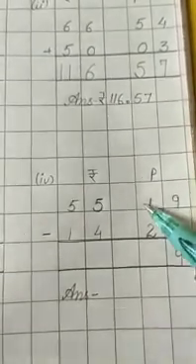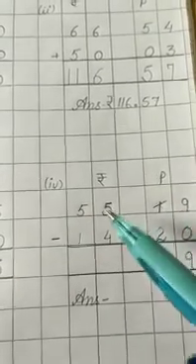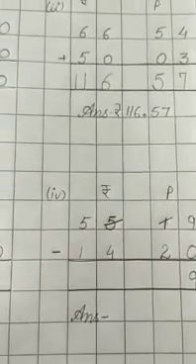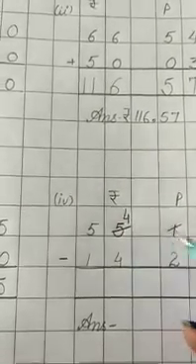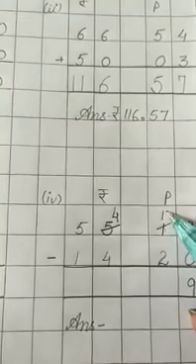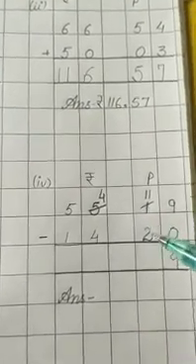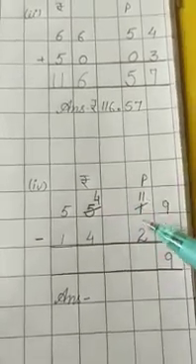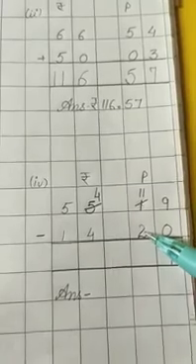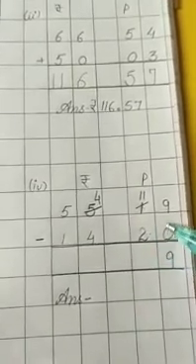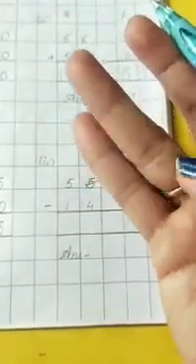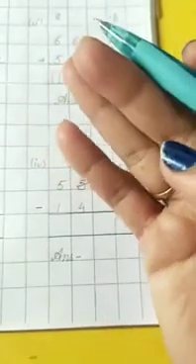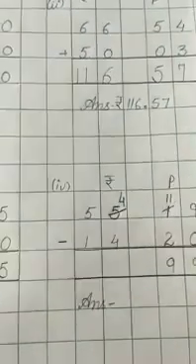So 1 will take borrow from 5. So 5 will become 4 and this 1 will become 11. So now we have to subtract 2 from 11 and 4 from 4. So let's subtract this one first. So 2 is in your mind, children. Now you have to count from the next number till 11. So start counting 3, 4, 5, 6, 7, 8, 9, 10, 11. So 9 is the answer. So let's write here 9.